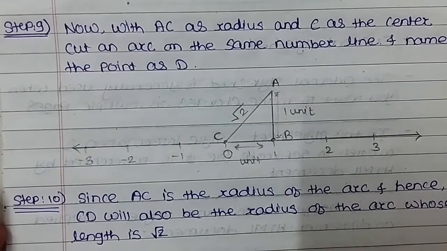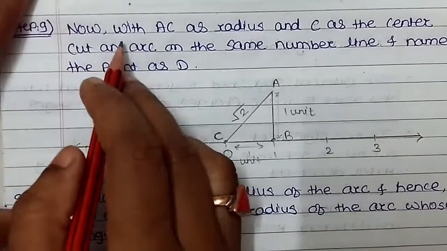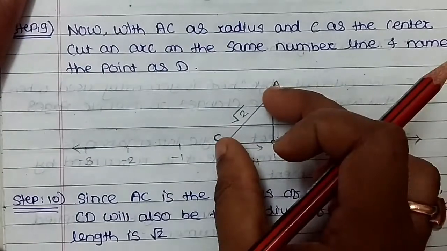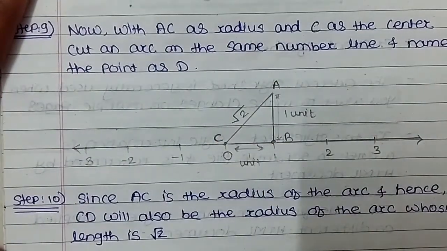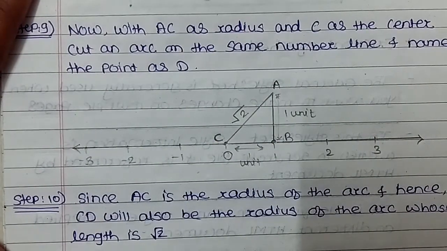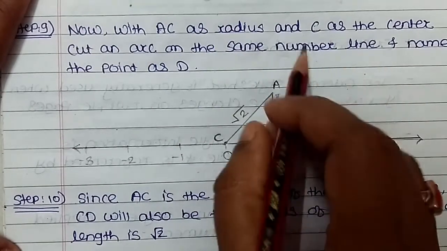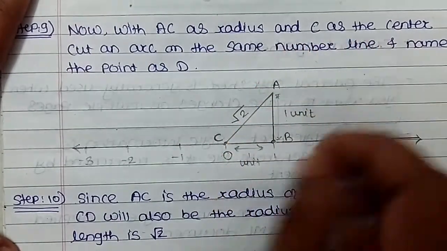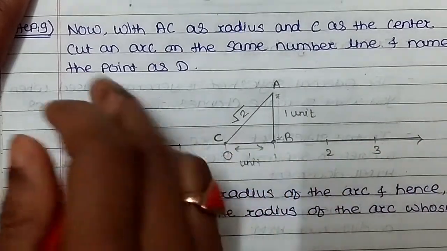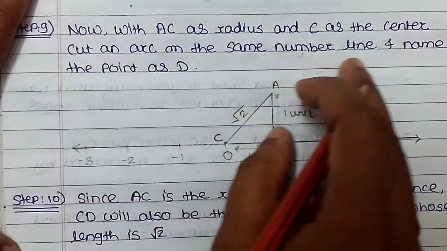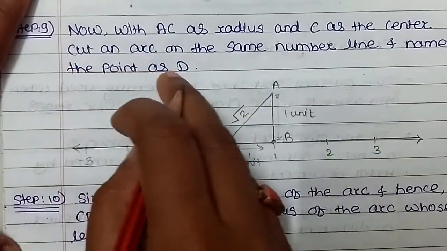Now in this step we have to do what? Now with AC as the radius. Okay, when we draw any circle we take some radius. So suppose take this radius as AC and C as the center. So cut an arc on the same number line and name the point as D.